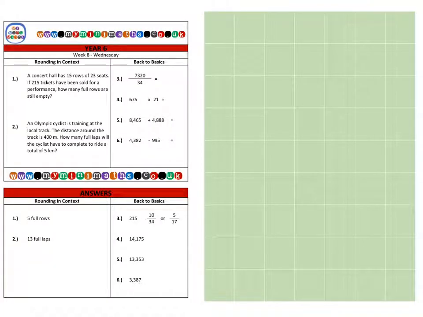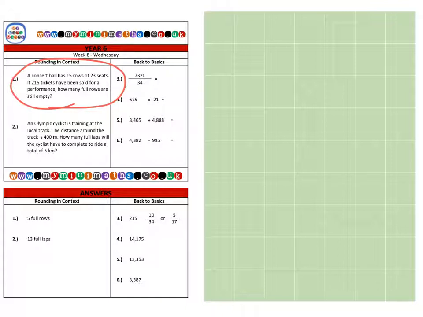And today we're going to be rounding in real life situations. So first of all, on to question 1. A concert hall has 15 rows of 23 seats. If 215 tickets have been sold for a performance, how many full rows still remain empty?